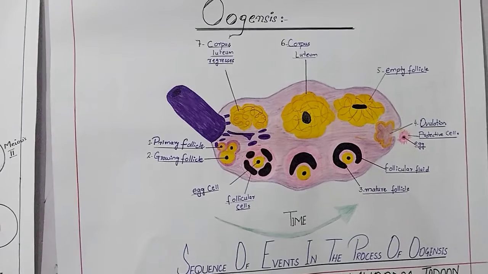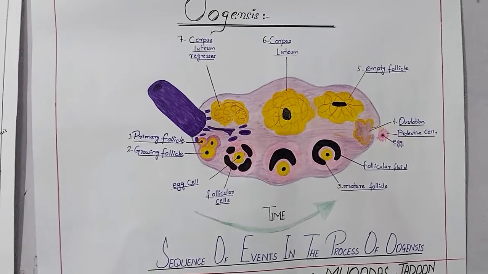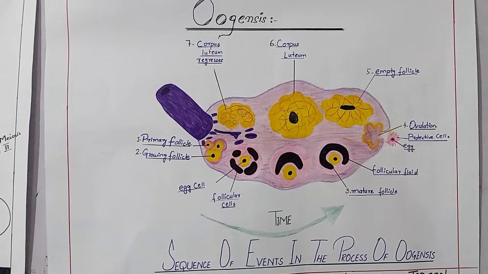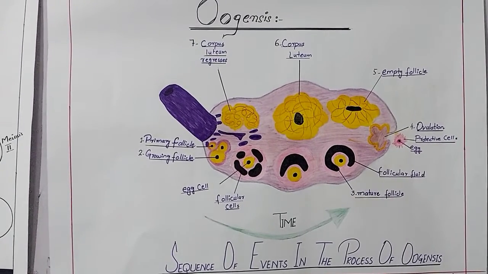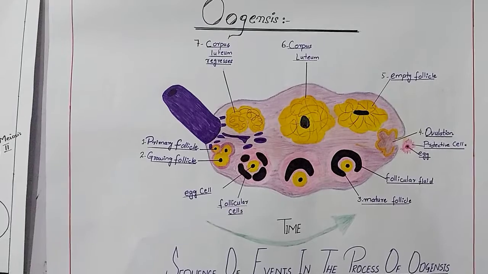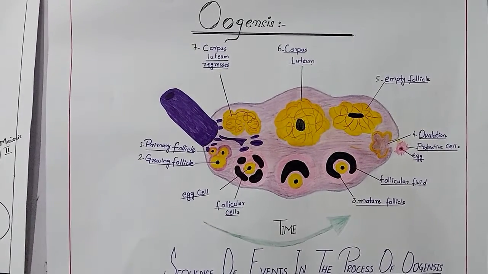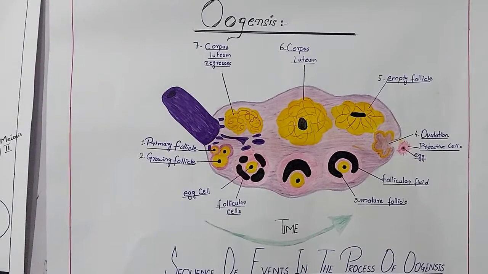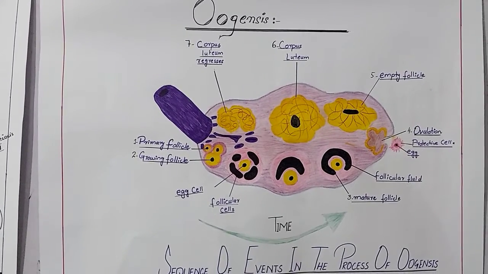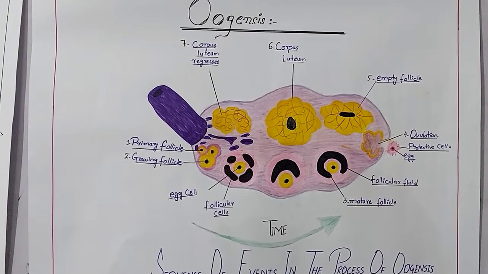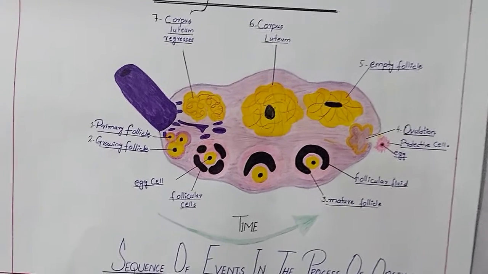And today I'm here to deliver the lecture about oogenesis and also a little bit about the structural anatomy of the ovary. What is oogenesis and where does it occur, and many more things I will discuss one by one. So first of all, what is oogenesis? Oogenesis is actually the mechanism of egg formation in the ovaries of the female.